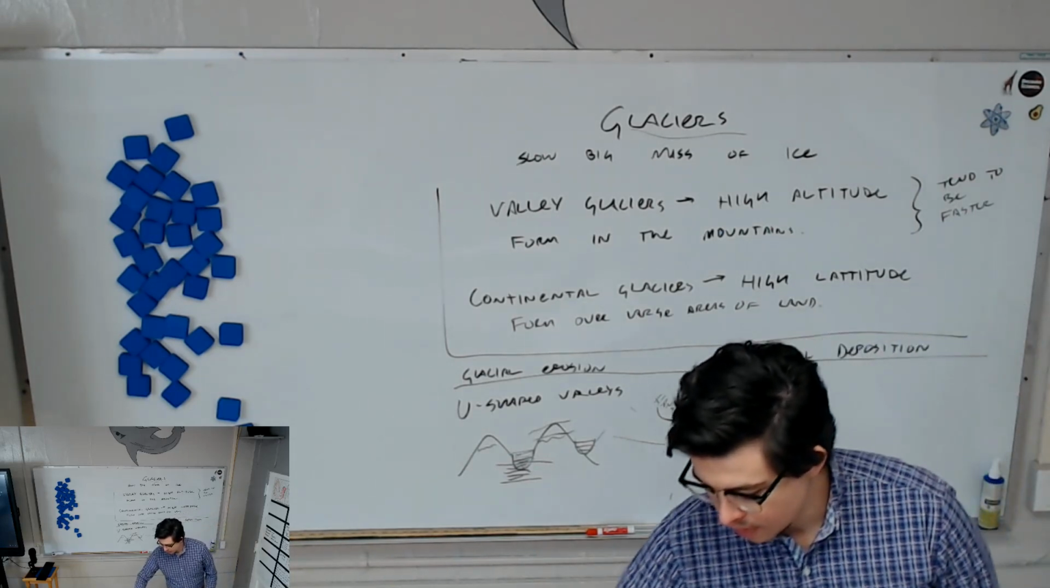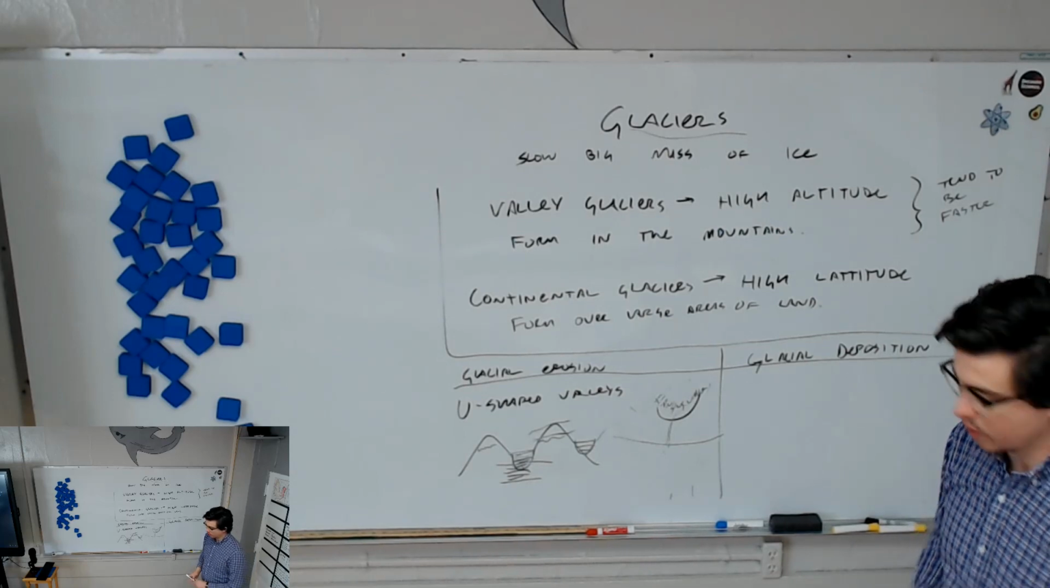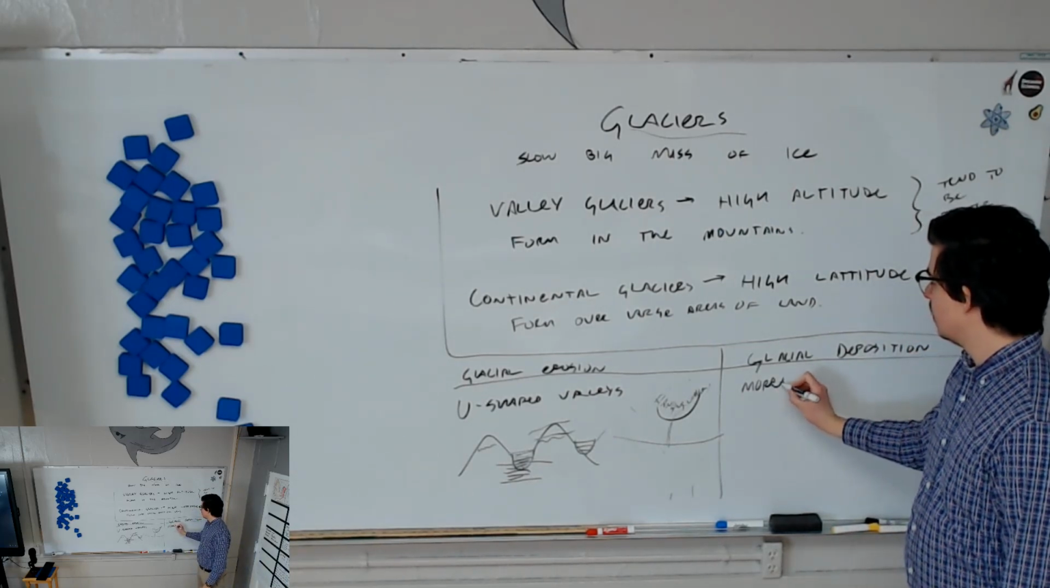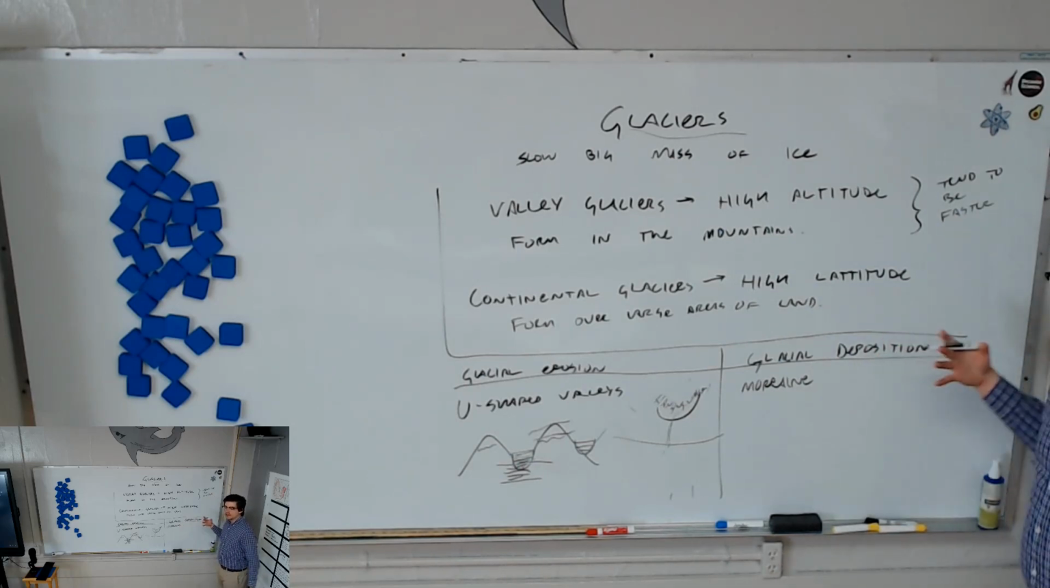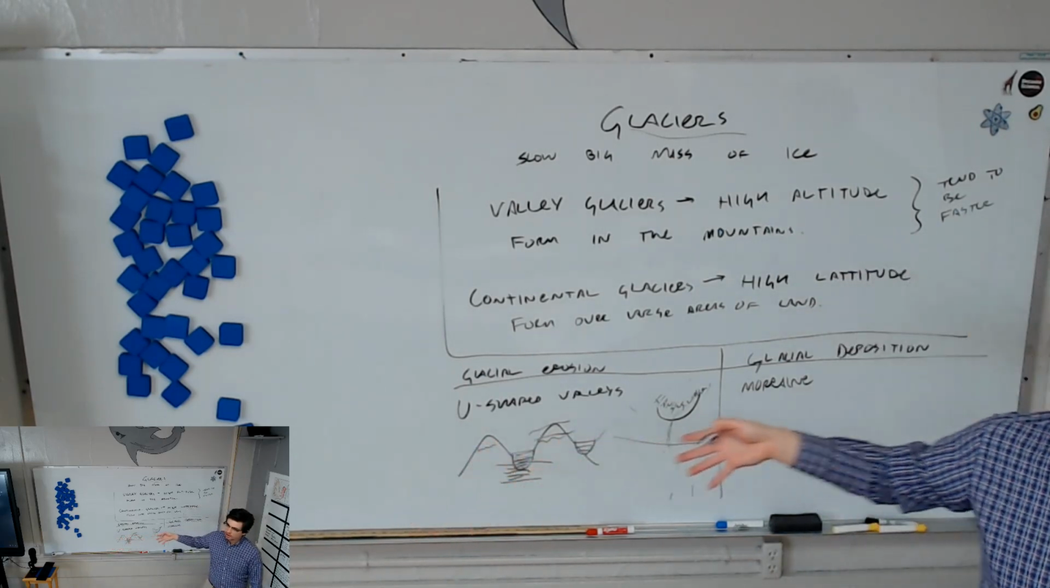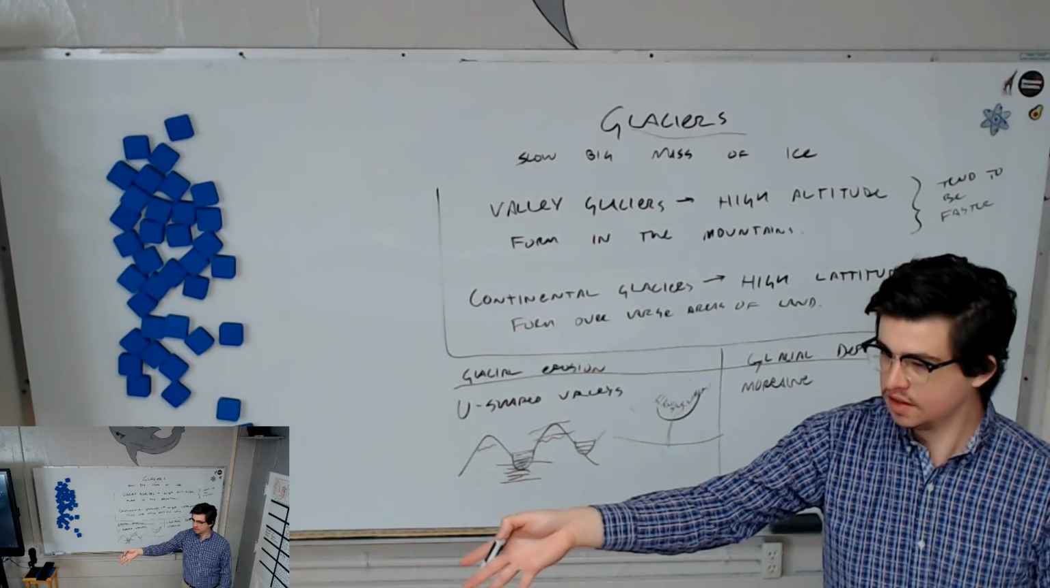Okay. Glacial deposition, the most important and the one that's talked about the most is something called a moraine. Basically, as a glacier moves along, it's like a bulldozer, and it just scooches every single thing out in front of it.